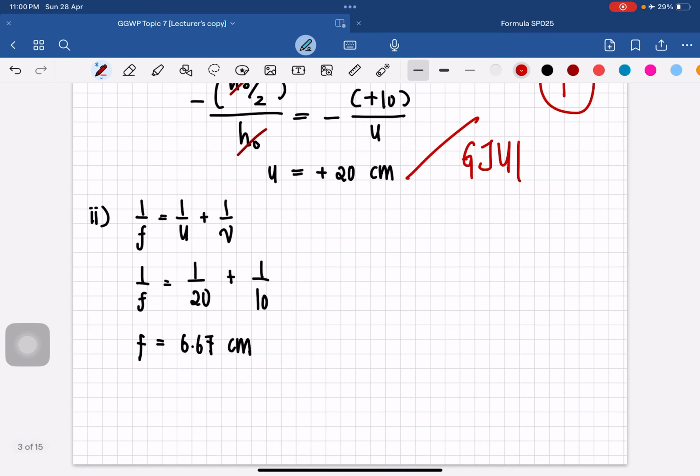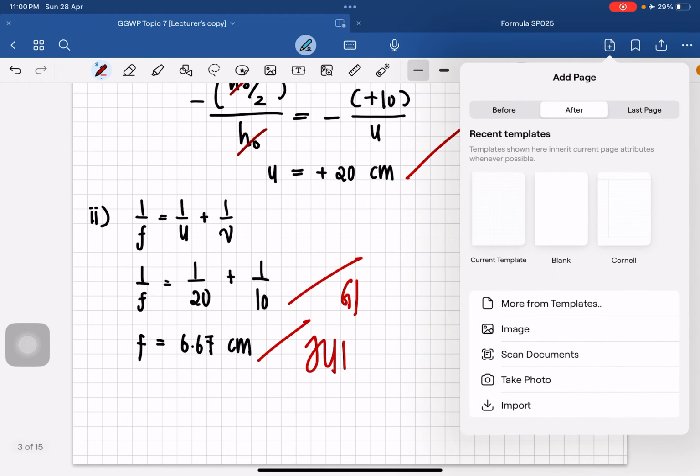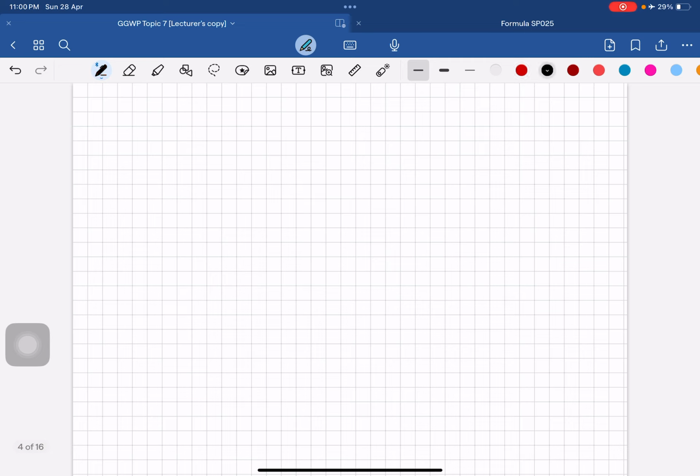Okay, so yang ini kamu akan dapat markah: substitution 1, and then your jawapan with the correct unit 1 mark lah. Okay, sorry, this one is gonna be quite a long video. And last one, we have to draw the ray diagram lah.